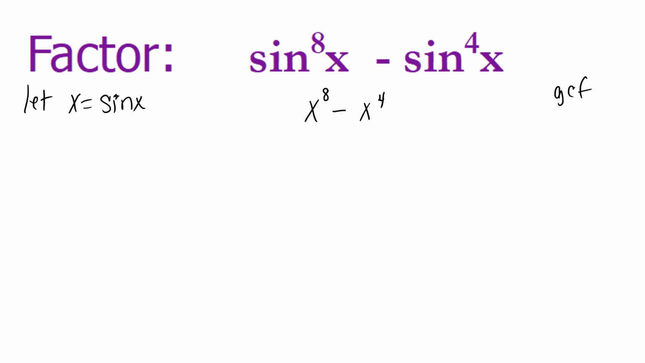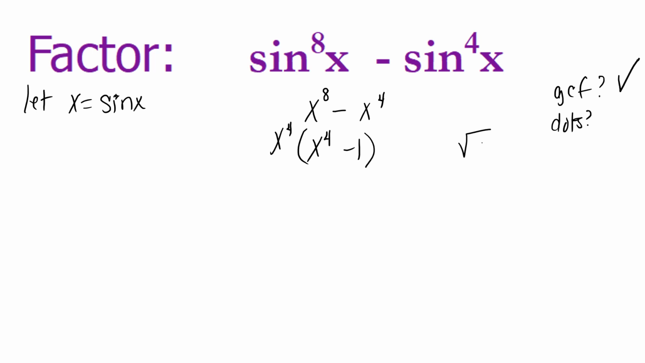Is there a GCF? Definitely. X to the 4th can be factored out from each of those terms to give us x to the 4th times x to the 4th minus 1 in parentheses. All right, is that x to the 4th minus 1 a difference of two squares? Again, we don't have to worry about that GCF because it's just going to hang out there. So let's think about it. I know the square root of 1 is 1. There's a minus sign, there's only 2, and I can take the square root of 1.